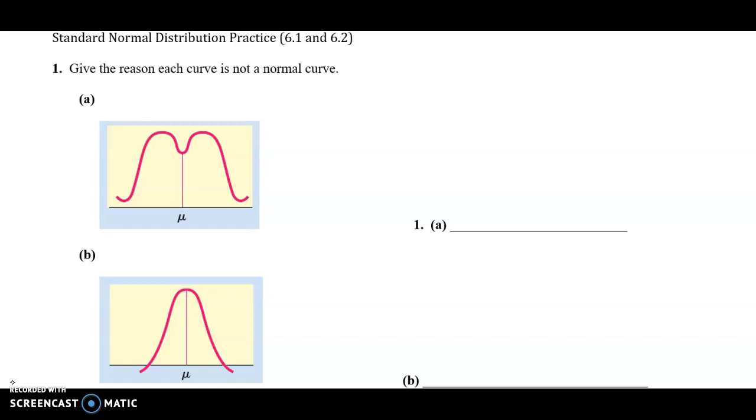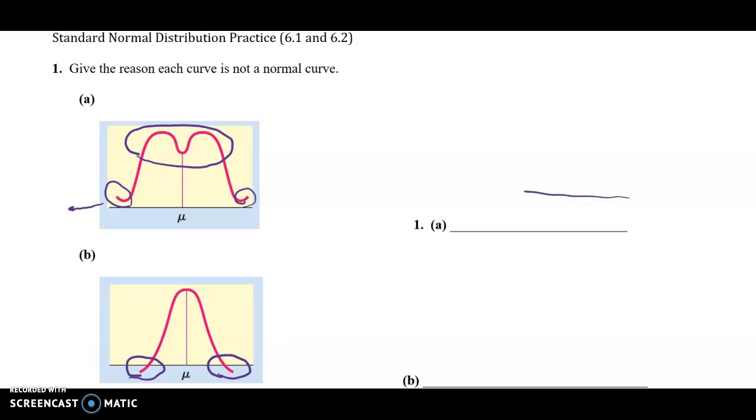Our first question, give the reason why each curve is not a normal curve. Take a second and see if you can figure out why each curve is not a normal curve. We can see for part A, the first curve is not bell-shaped. It has two bumps in the middle. Also, on the outside, you can see that the edges go up instead of approaching the x-axis. On the second curve, while we do have a bell-shaped curve, the ends go below your x-axis.